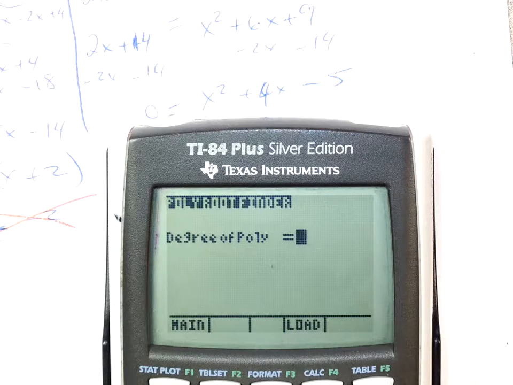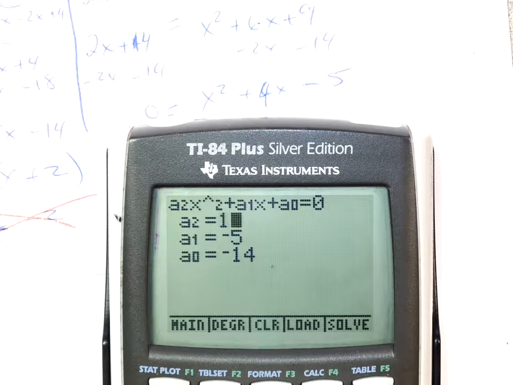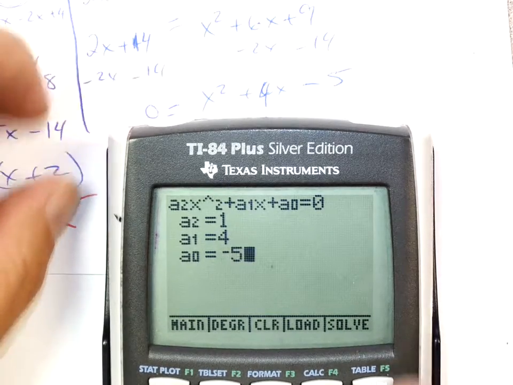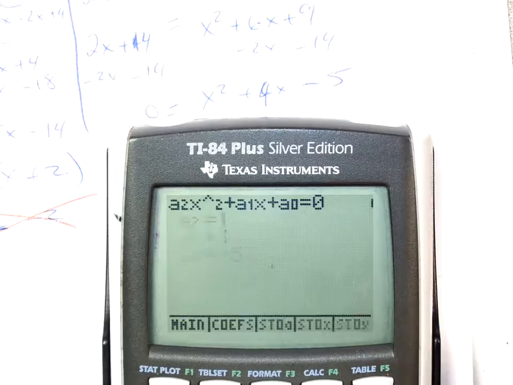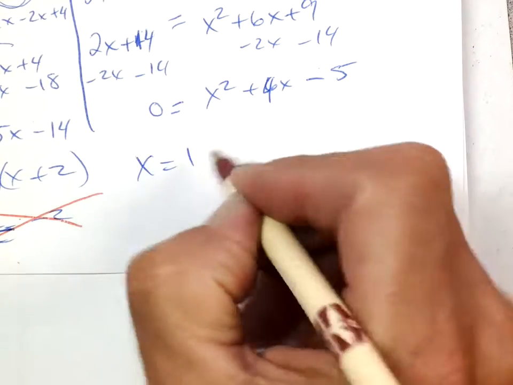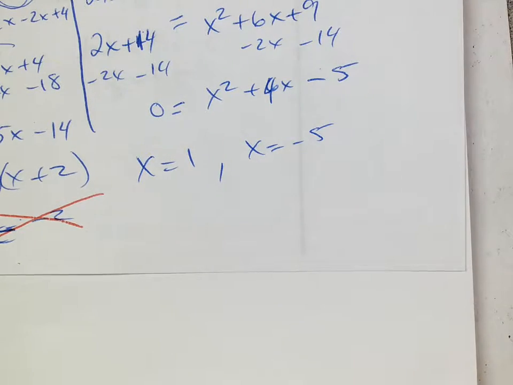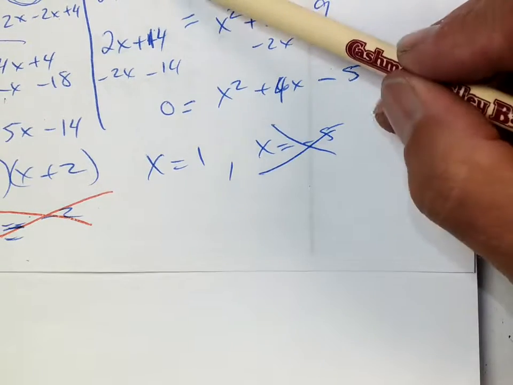Degree 2, right? 1, enter. 4, enter. Negative 5, right? Solve. And I get 1 and negative 5, okay? I got 1 and negative 5. Me too. So then which one do you throw out? Negative 5. There you go, because you can't have negative square roots, right?